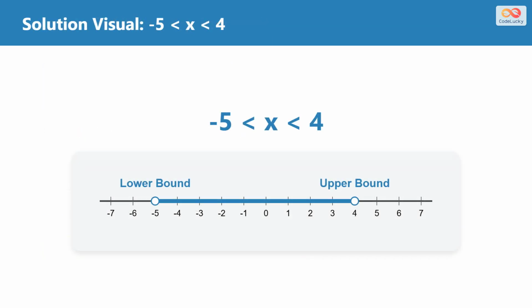After dividing by 2, we find that x is between -5 and 4. On the number line, we draw open circles at -5 and 4 and shade the region in the middle. This represents all the possible values for x that make the original inequality true.